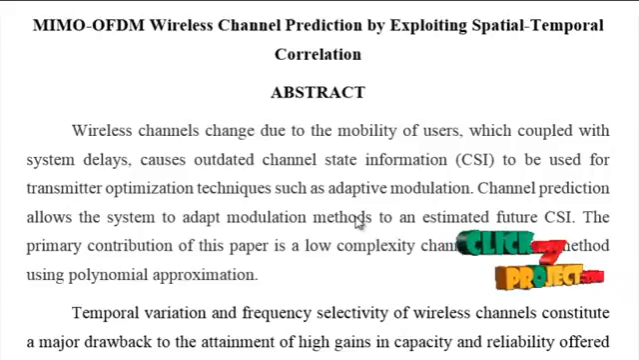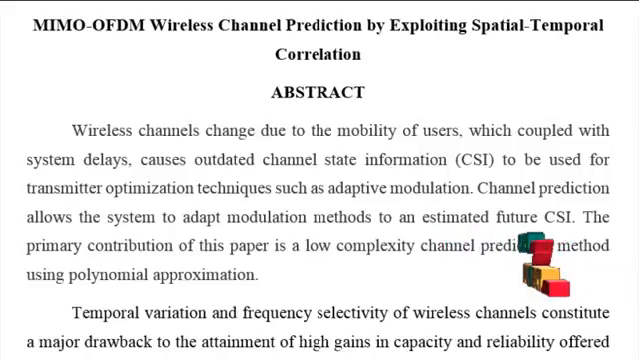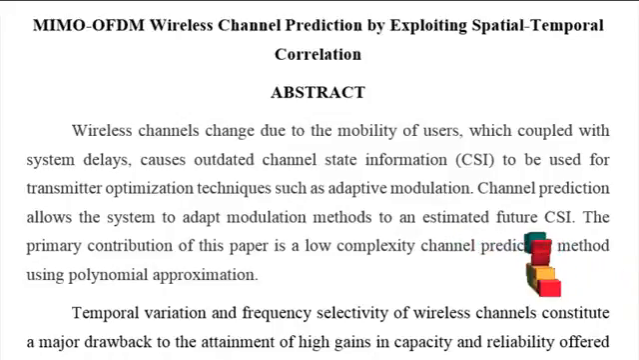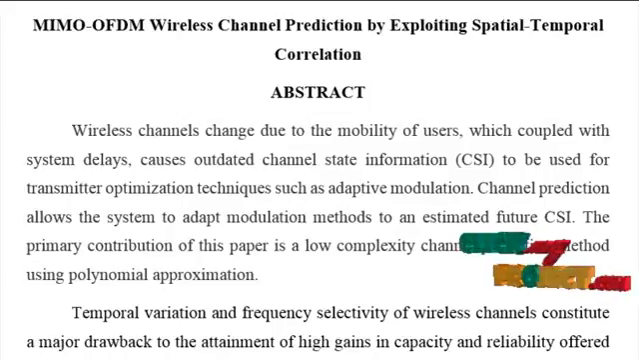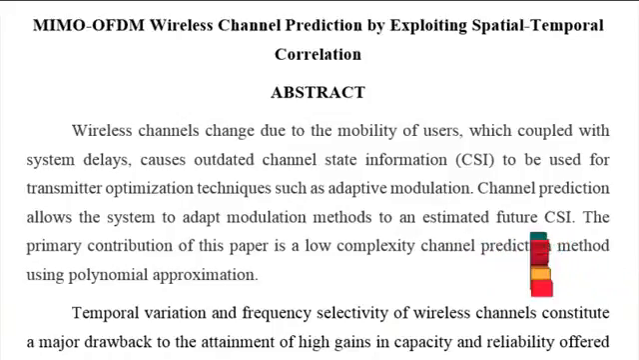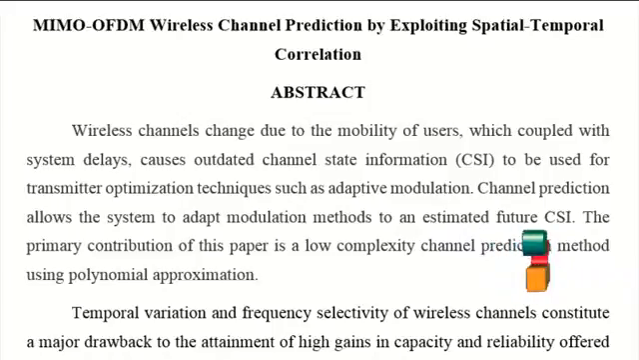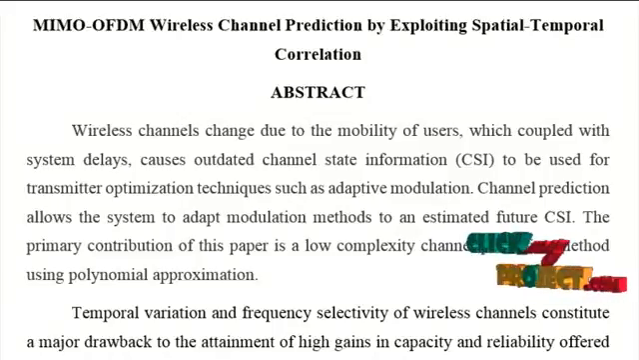Let me discuss the abstract of the project. Wireless channels change due to the mobility of users, which, coupled with system delays, causes outdated channel state information to be used for transmitter optimization techniques such as adaptive modulation. Channel prediction allows the system to adapt modulation methods to an estimated future CSI. The primary contribution of this paper is a low complexity channel prediction method using polynomial approximation.